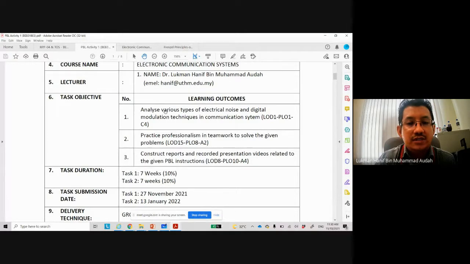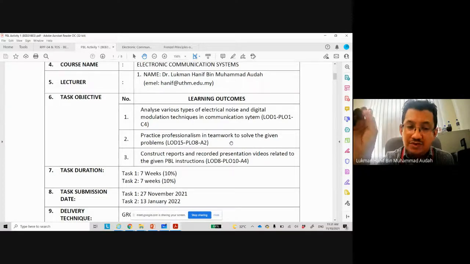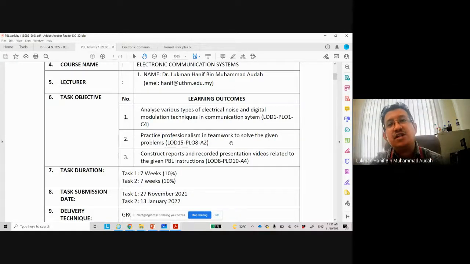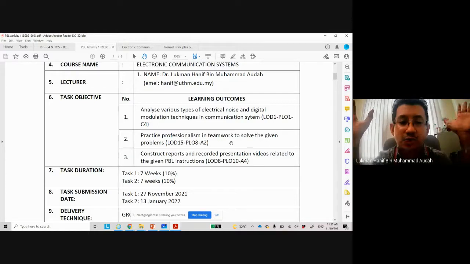So we state the learning outcome for the PBL assignment, because we have two topics, noise and digital. The outcome is that we want students to be able to analyze electrical noise and digital modulation techniques, and practice professionalism in teamwork to solve the given problems. You will be given problems and you need to solve them based on your own suggestions. This is actually an open-ended problem.